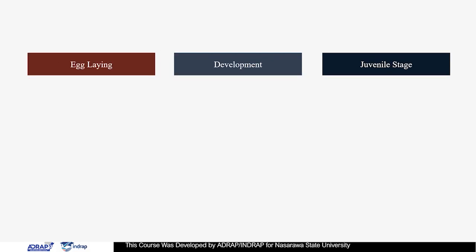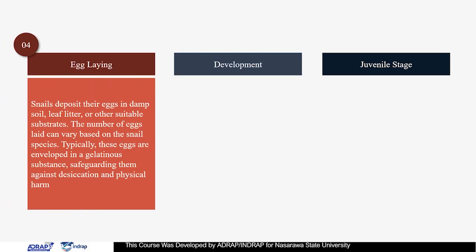Egg laying. Snails deposit their eggs in damp soil, leaf litter, or other suitable substrates. The number of eggs laid varies based on the snail species. Typically, these eggs are enveloped in a gelatinous substance, safeguarding them against desiccation and physical harm.